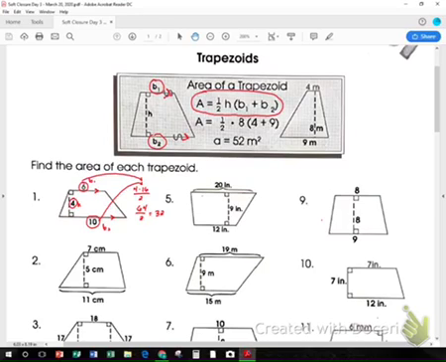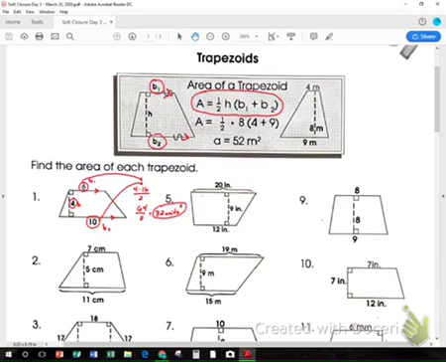And it doesn't give units, I don't think, so we just say units squared. Remember, area is squared. When we do volume, it is cubed. Cool? All right, let's do another one.